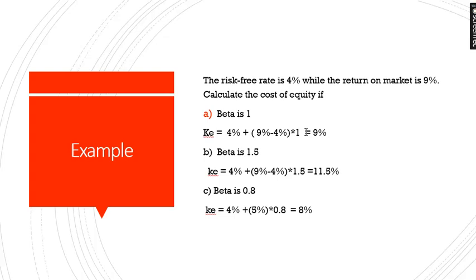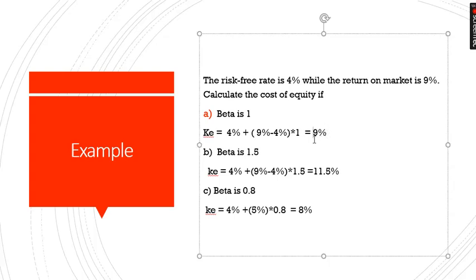5 times 1 is 5. 5 plus 4 is 9. So remember we said if beta is 1, the risk is the same as the market. So you are going to get a cost of equity which is the same as the market rate because the beta factor is 1. However, if beta is greater than 1, you are going to get a higher cost of equity than the market. So your business is more risky than the market.